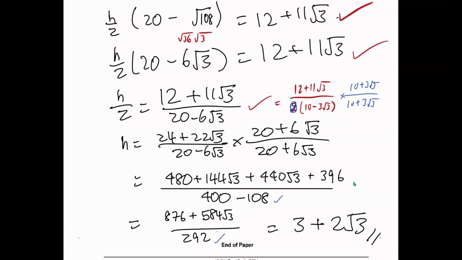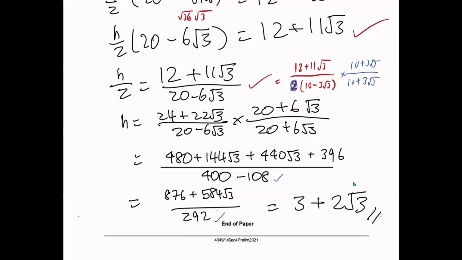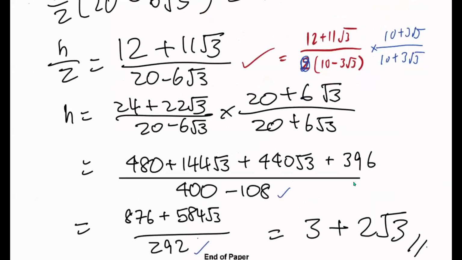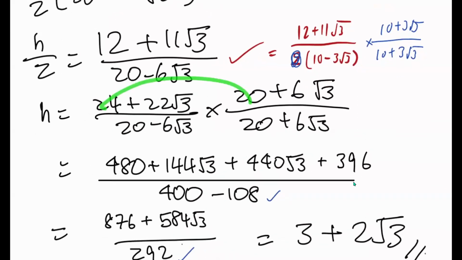So you have to multiply term by term. First term, second term, 480, and then 24 times 6 is, let's see, 144 root 3. Then the next one is 22 root 3 times 20, which is 22 times 20, 440, good. Then 22 root 3 times 6 root 3, 22 times 6, you get 132, root 3 times root 3 is 3, so times 3, you get 396. Okay, good.